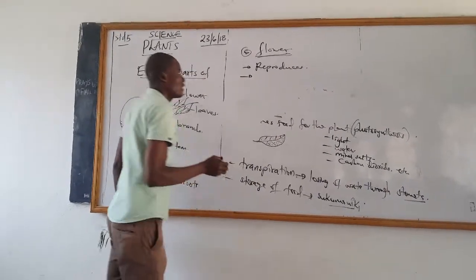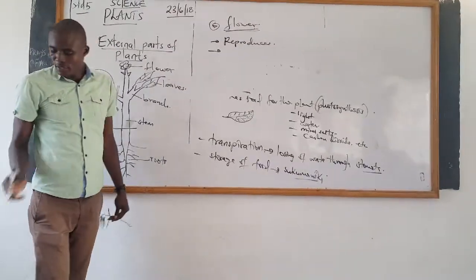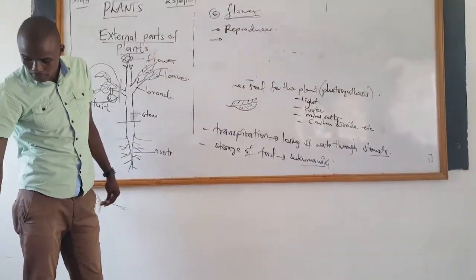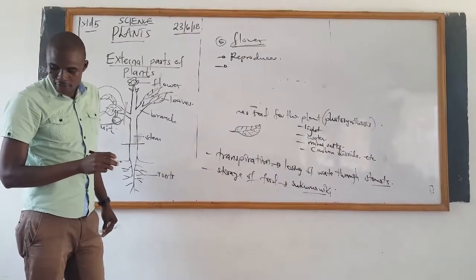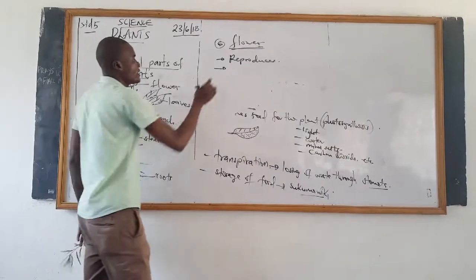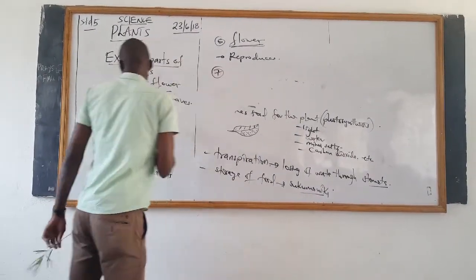The second part of a flower, use of a flower is for, actually exactly that one. The flowers are the organ that they are used for reproduction, and that is their only work. They reproduce. Number 7, and that's the last one, is a fruit.